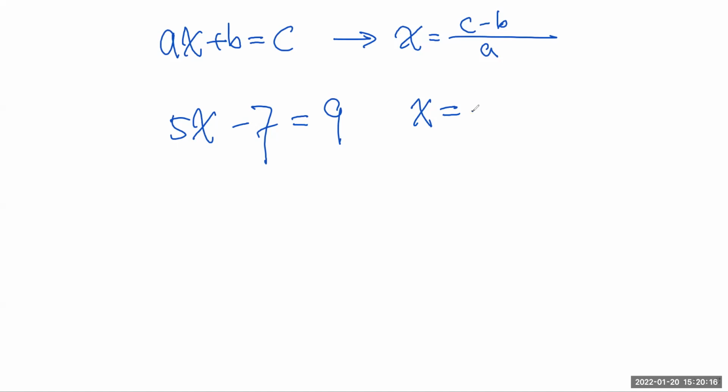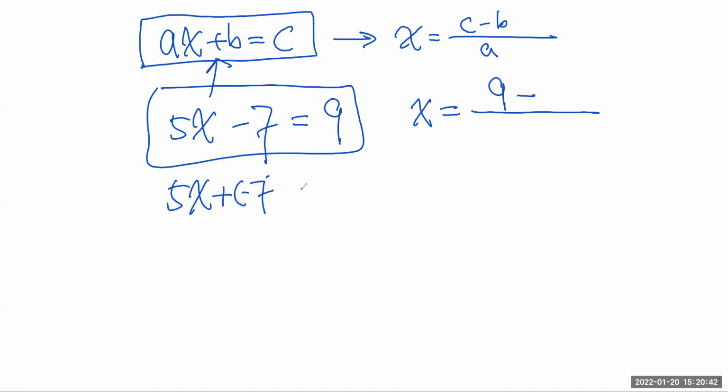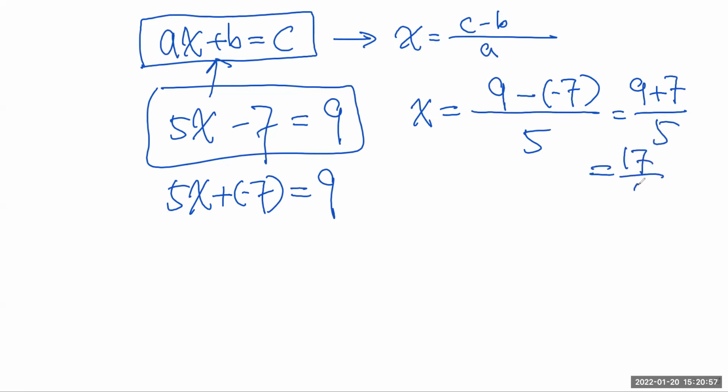Let's see. Now, what is our c? 9. Okay, the 9 minus b. What's our b? B is 7. It's not 7. Look at here. This has to match this. So minus 7 is 5 plus negative 7. Minus negative 7, that would be 16. Right, 16 over 5. Very good.